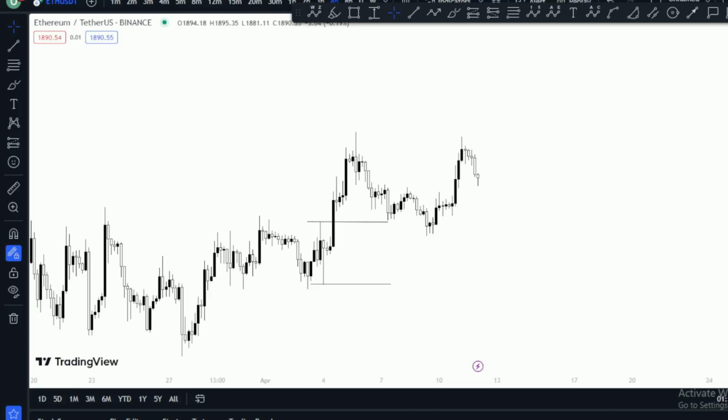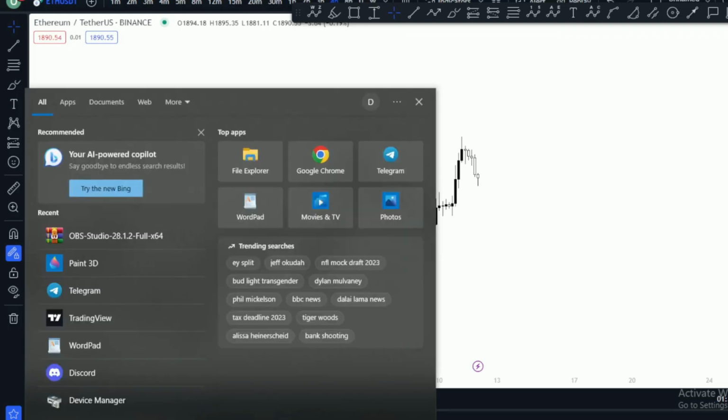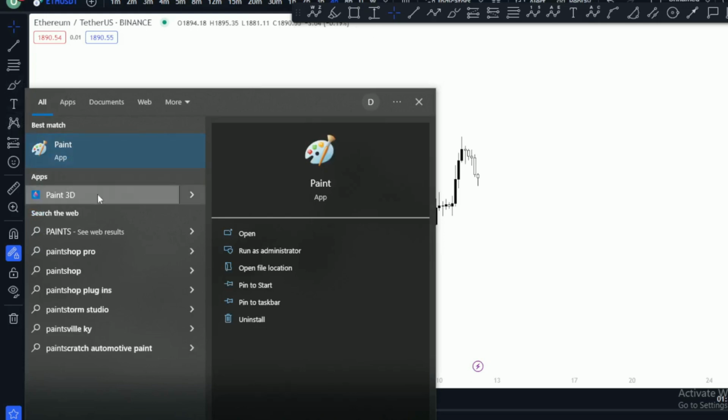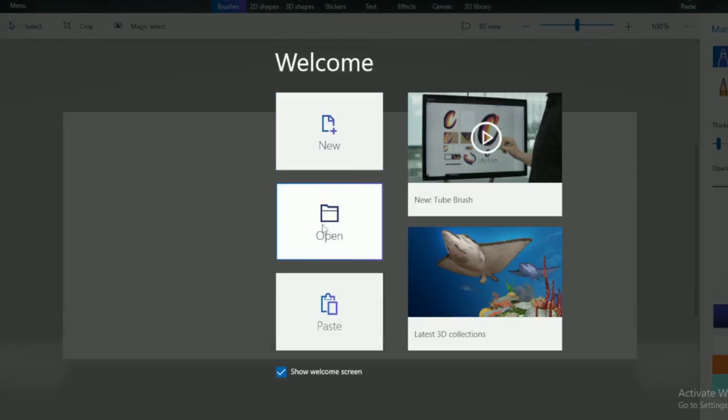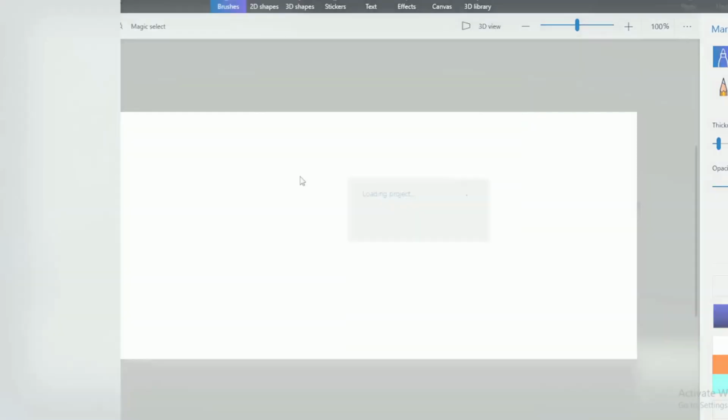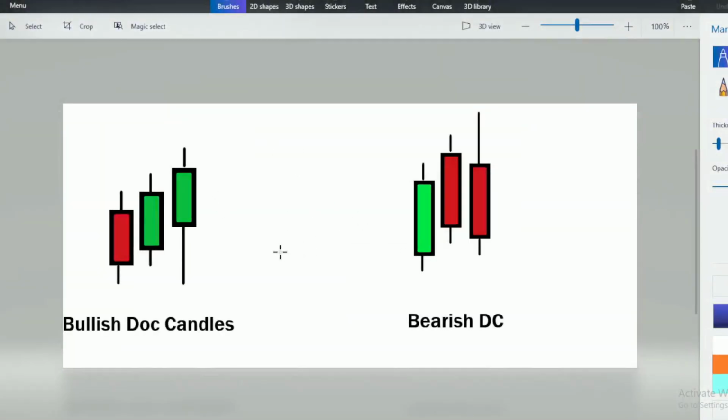First of all, we'll be discussing how to use DC candles. Let's open up the paint section. I hope I have not deleted it for you. I guess I had deleted that. Okay, it is here. DC candles are basically dog candles.